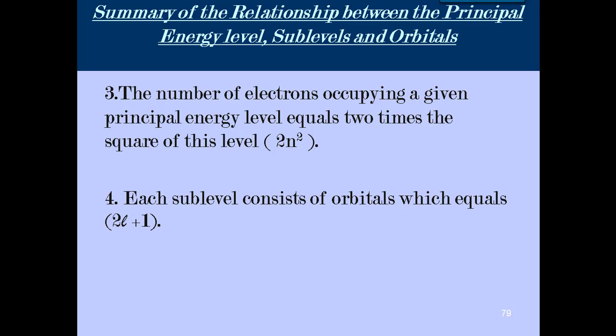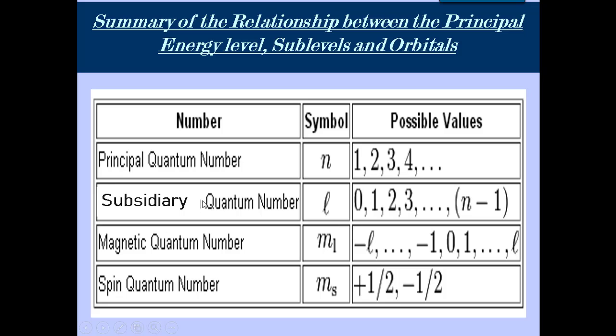Number 4, each sublevel consists of orbitals which are equal to 2L plus 1. So, for example, if we have here D sublevel, its subsidiary quantum number is 2. I want to know the number of orbitals in D sublevel. 2 times 2 plus 1, it will be 5 orbitals. And this table contains all the relations or all the quantum number values we mentioned in the previous slides.